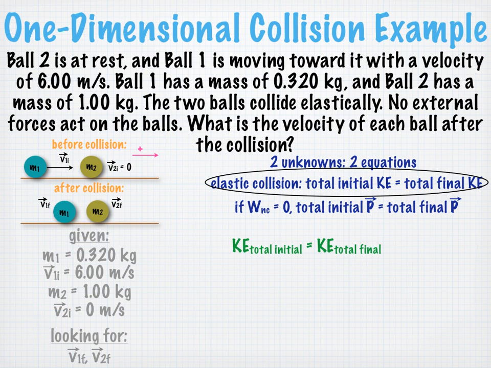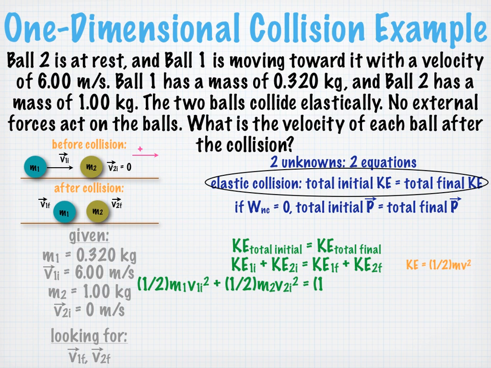Total initial kinetic energy equals total final kinetic energy. So the initial kinetic energy of ball 1 plus the initial kinetic energy of ball 2 equals the final kinetic energy of ball 1 plus the final kinetic energy of ball 2. Kinetic energy equals 1/2 mv squared, so we'll substitute the appropriate terms for each of these kinetic energies. Since we're working with a one-dimensional collision, we'll leave off the vector arrows from the terms and rely on the positive and negative signs for direction.